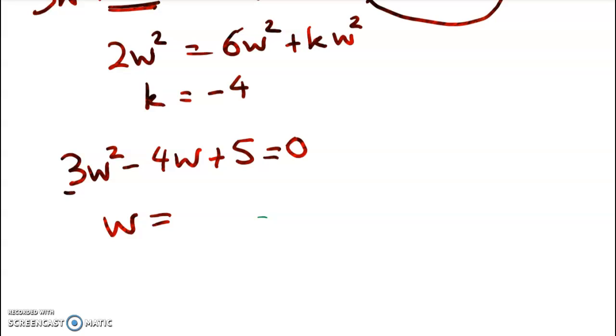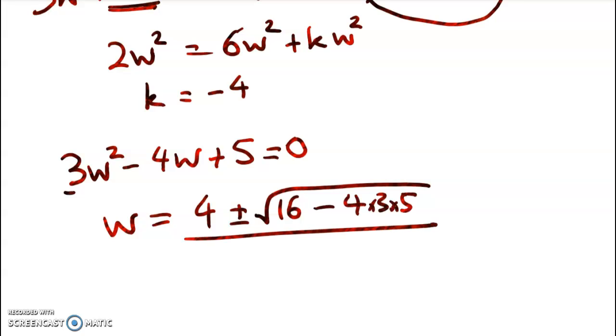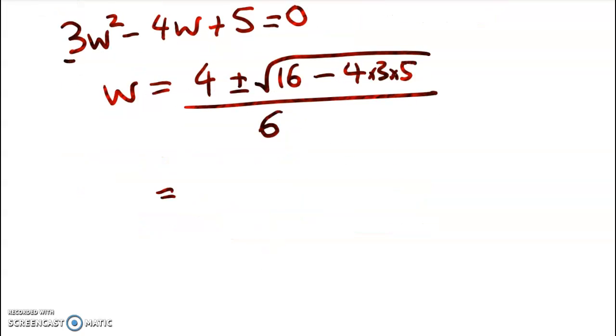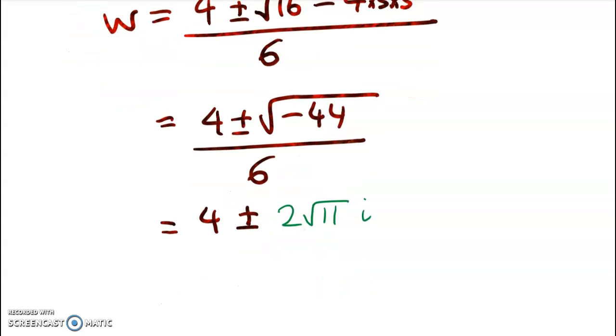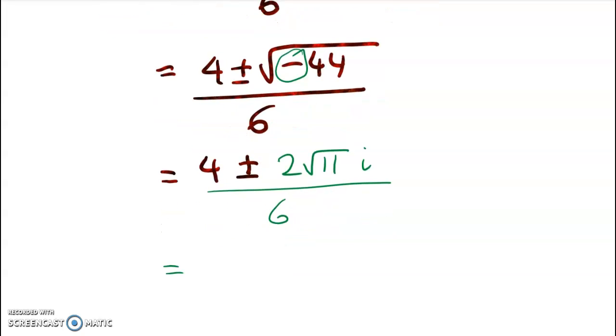So let's go. We need to have W is equal to negative B, so 4 plus or minus the square root of B squared, 16, minus 4 times 3 times 5, divided by 6. So W is equal to 4 plus or minus the square root of negative 44 over 6. I was just going to remind you that the root 44 is going to be 2 root 11 i, because we're dealing with the square root of negative 1, divided by 6. So that gives me 2/3 plus or minus 1/3, or root 11 over 3i.